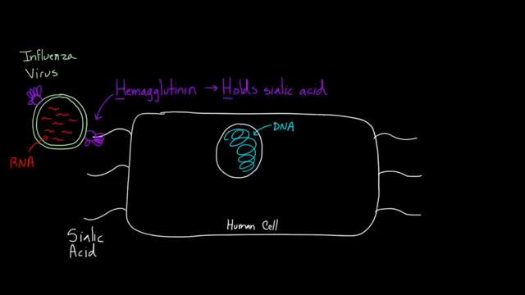Now there's another protein on the outside here. I'm going to make it look like a pair of scissors because that will kind of remind us what this one does. This is called neuraminidase. I'm going to pass on explaining what it does just for the moment. I'll tell you in a little bit what it does. So the first step to get into the cell is for hemagglutinin to hold on to sialic acid.